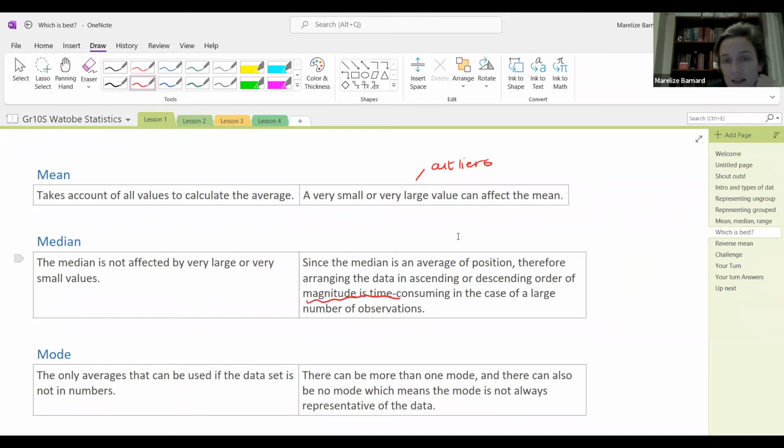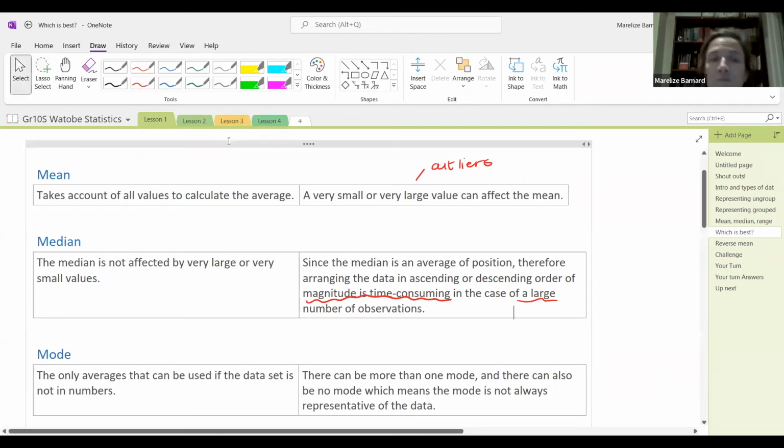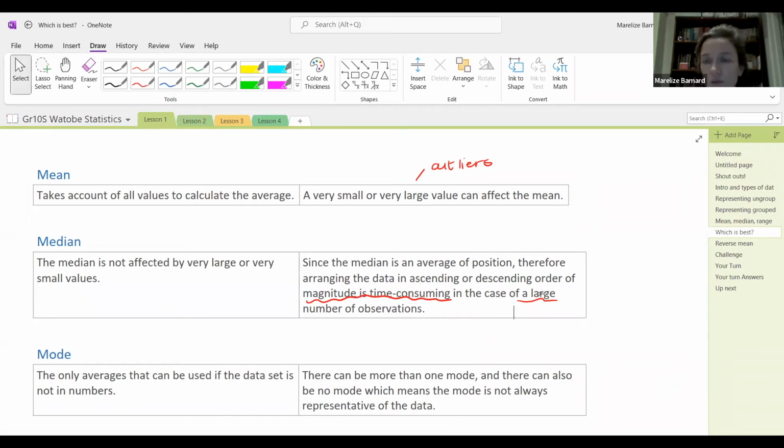But it is time consuming if you have a large number of data values to rearrange them from small to big. The ones that we've done so far are quite small data sets, but if there are more data values, it is quite time consuming.